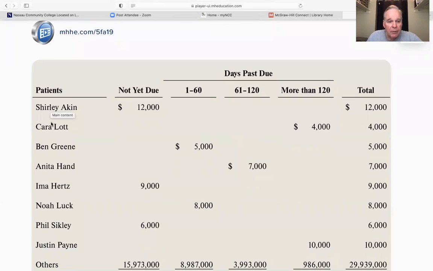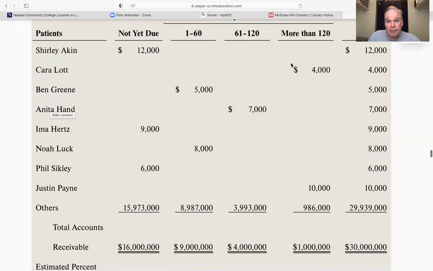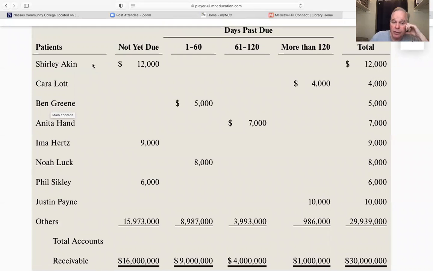And what's an aging schedule? We list all the accounts down. See the names of the people? And how long do they owe us money for? So not yet due really means less than 30 days, right? Because normally we give people 30 days to pay. So any amount that's in this column is less than 30 days old. 1 to 60, 61 to 120, more than 120, right? So we age the accounts. We look at each customer and we say, how long did that person owe me the money?